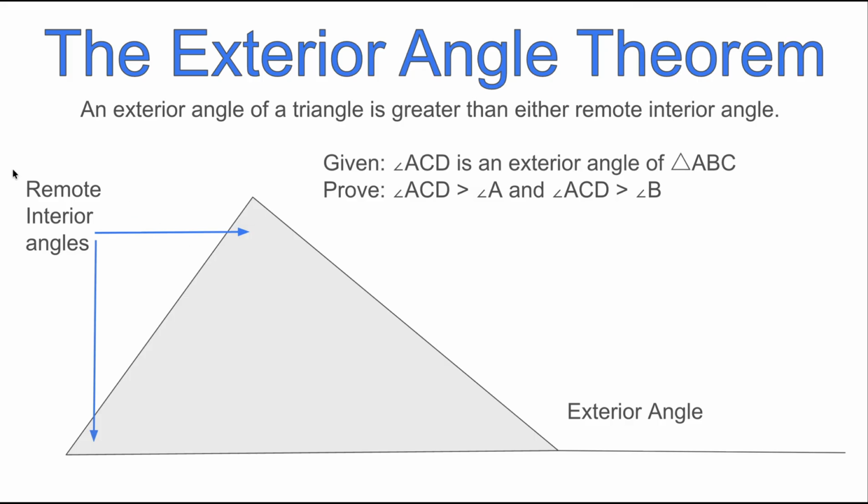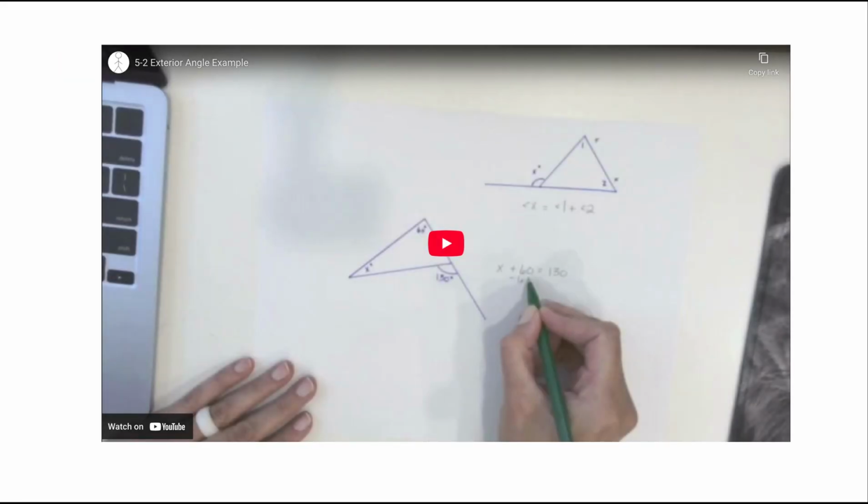And we also have these interior angles. These interior angles, since they are opposite of the exterior angle, have a special name called the remote interior angles. And we have a special rule about these: if you add the two remote interior angles, it will always equal your exterior angle. So let's remember how that works.